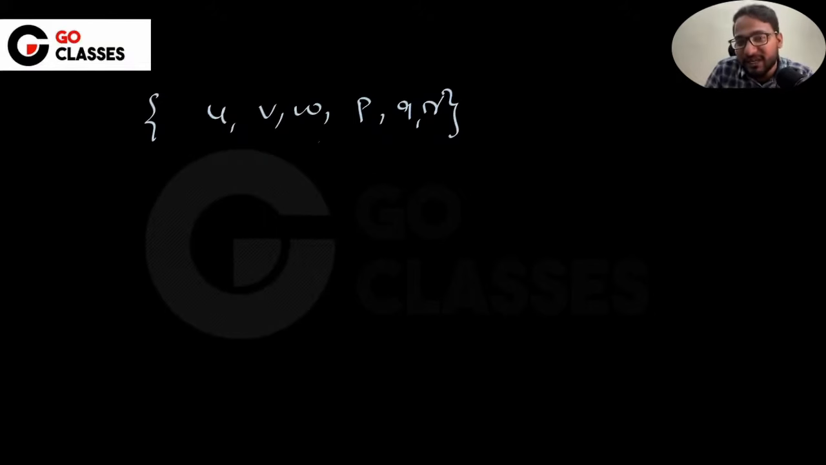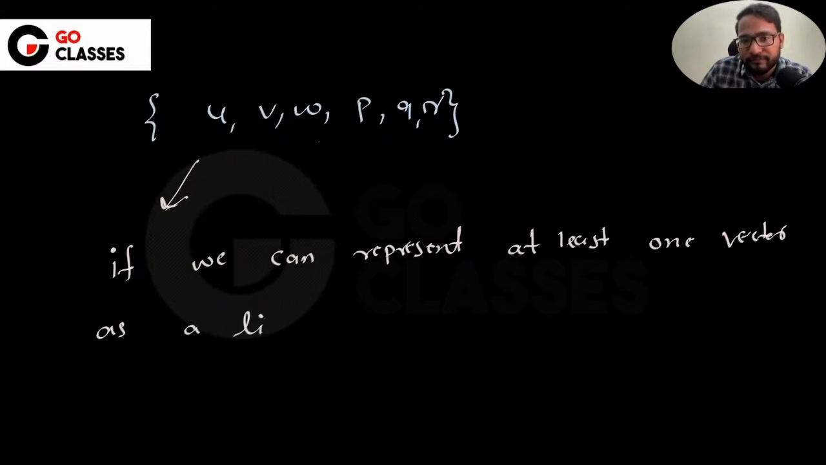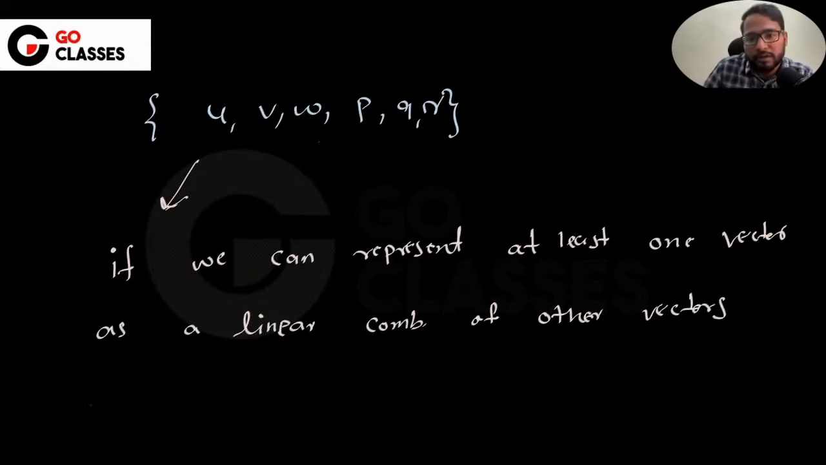Then I will say that if we can represent at least one vector as a linear combination of other vectors, then this set is linearly dependent.